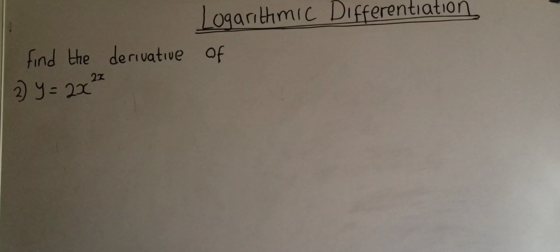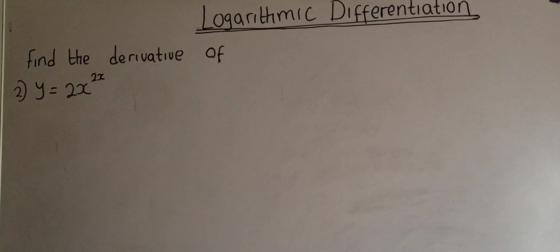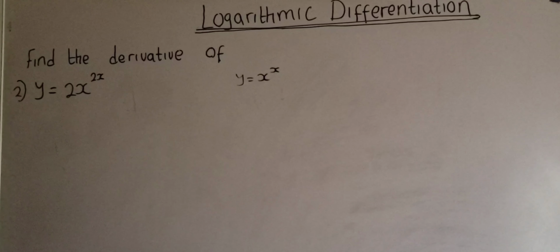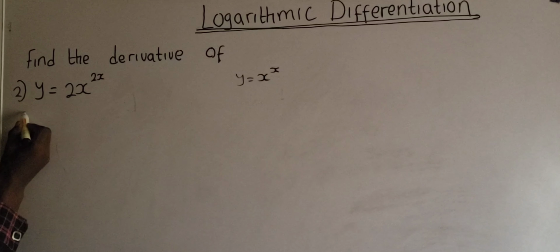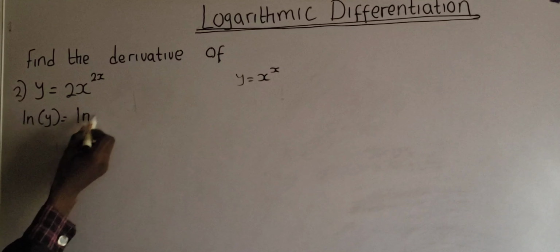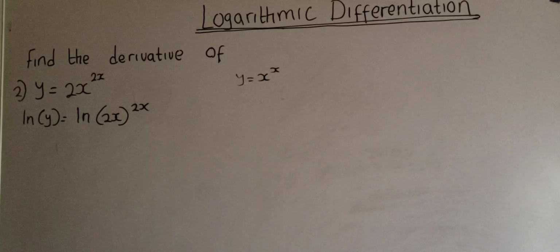Question number 2. Find the derivative of y is equals to 2x raised to the power of 2x. You can see that this question is synonymous to what we just did the other time, which is what? Y is equals to x raised to the power of x. We are still going to use the same approach. The first step is to take the natural log of both sides. So I'm going to have natural log of y is equals to the natural log of 2x raised to the power of 2x. You understand? Okay, after this is the first step.